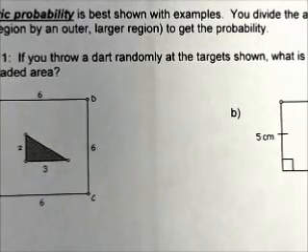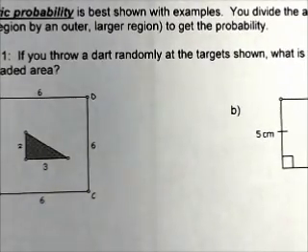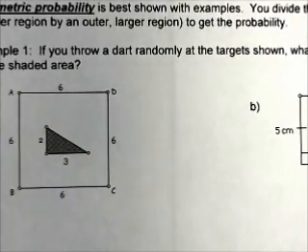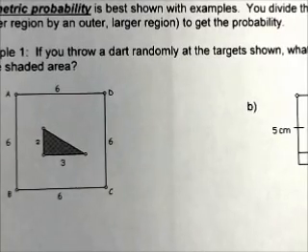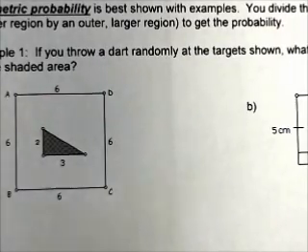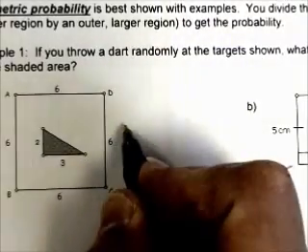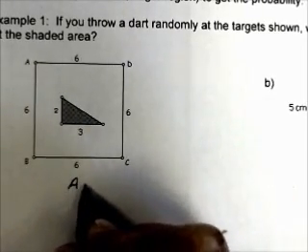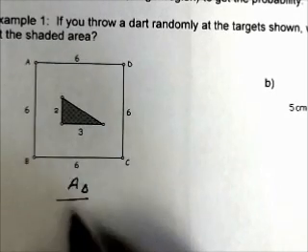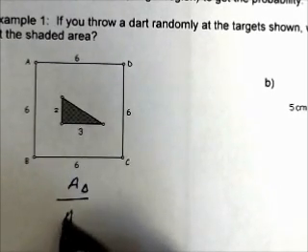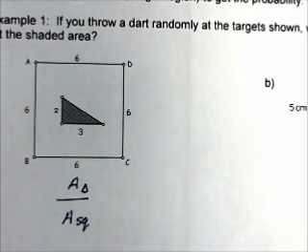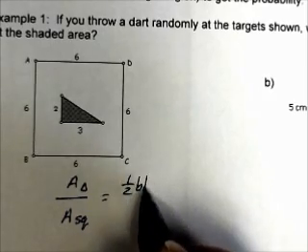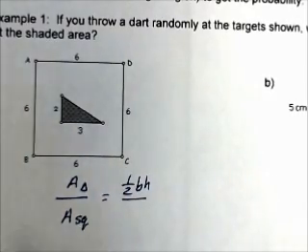Okay, so in the first one here, for A, we've got this shaded triangle, and our dartboard in this case is a square. So the area of our inner or smaller region, the area of the triangle, would be divided by the area of the larger or outer region, the area of the square. Recall, what's the area of a triangle? 1/2 base times height. And the area of a square is simply base times height, or side times side.